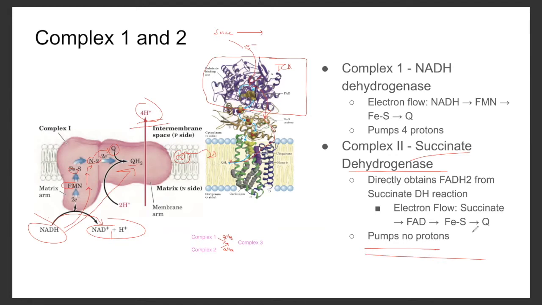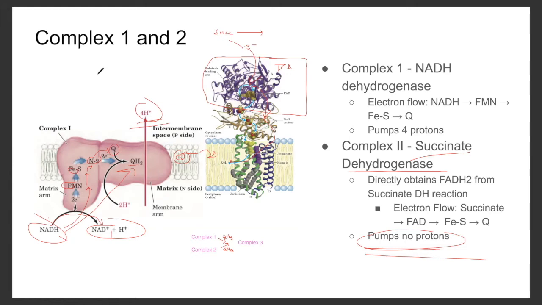The way I like to remember it is because FADH2 is a very weak electron carrier. It doesn't have the same power as NADH. And so as a result, it is no surprise that it's not capable of pumping protons. So this is the origin of the fact that NADH is known to produce more ATP than FADH2. This is a manifestation of that.